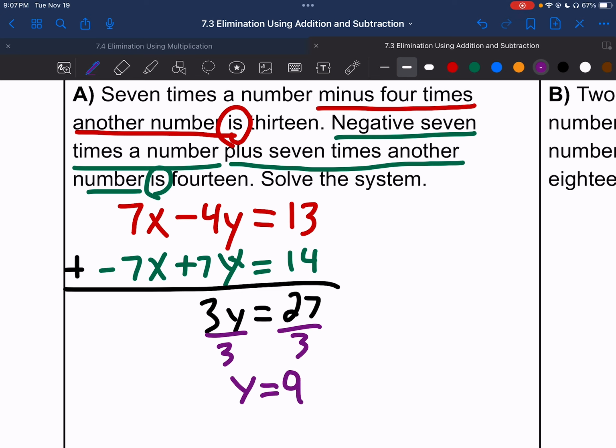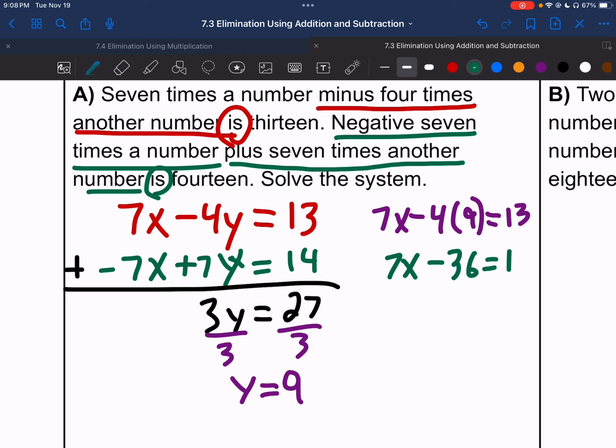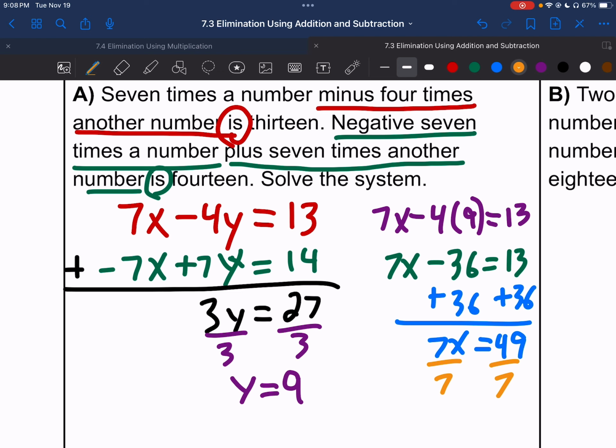And we need to find our second value. So let's just take the first one. 7x minus 4 times 9 is equal to 13. So we go ahead and multiply 7x. 4 times 9 is 36. So 7x minus 36 equals 13. Okay, and then we're going to add 36 to both sides. We get 7x is equal to 49. And we divide by 7. X is equal to 7. So my ordered pair is 7, 9.